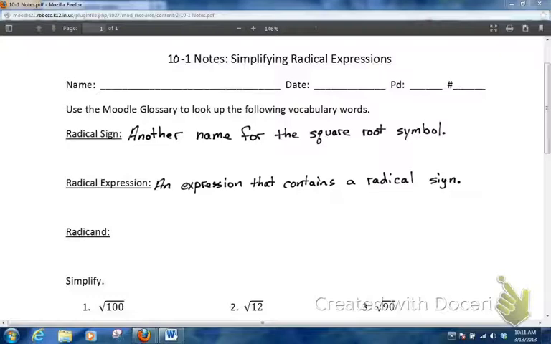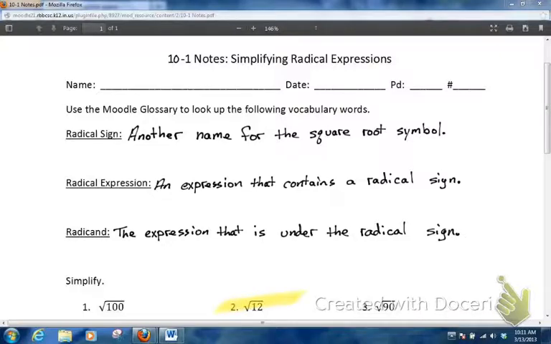Okay, and our last one here, the radicand. The radicand is the expression that is under the radical sign. So if we look at our example number 2 here, the expression is the square root of 12, but if I asked you what is the radicand, you would say just 12. 12 is just the part underneath the radical sign.